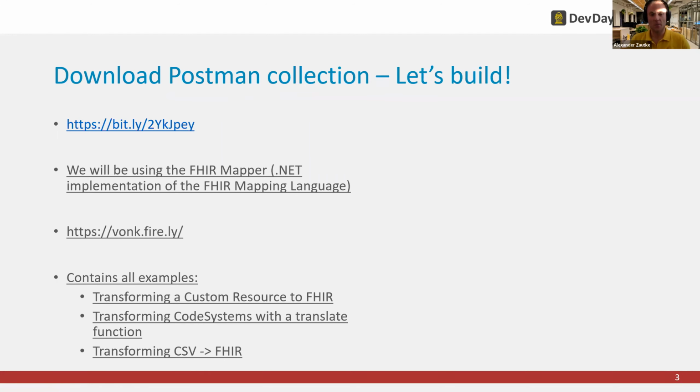We will be using the FHIR Mapper, which is the .NET implementation of the FHIR mapping language, throughout this presentation. At the end of the presentation, there's also a link to a Confluence page describing how to use the official Java implementation of the FHIR mapping language. So if you're interested in that, please check it out. The FHIR Mapper is currently hosted at vonk.fire.ly, which is the public test server from Firely, which you can use now at DevDays and also afterwards, if you want to try out more examples later on.